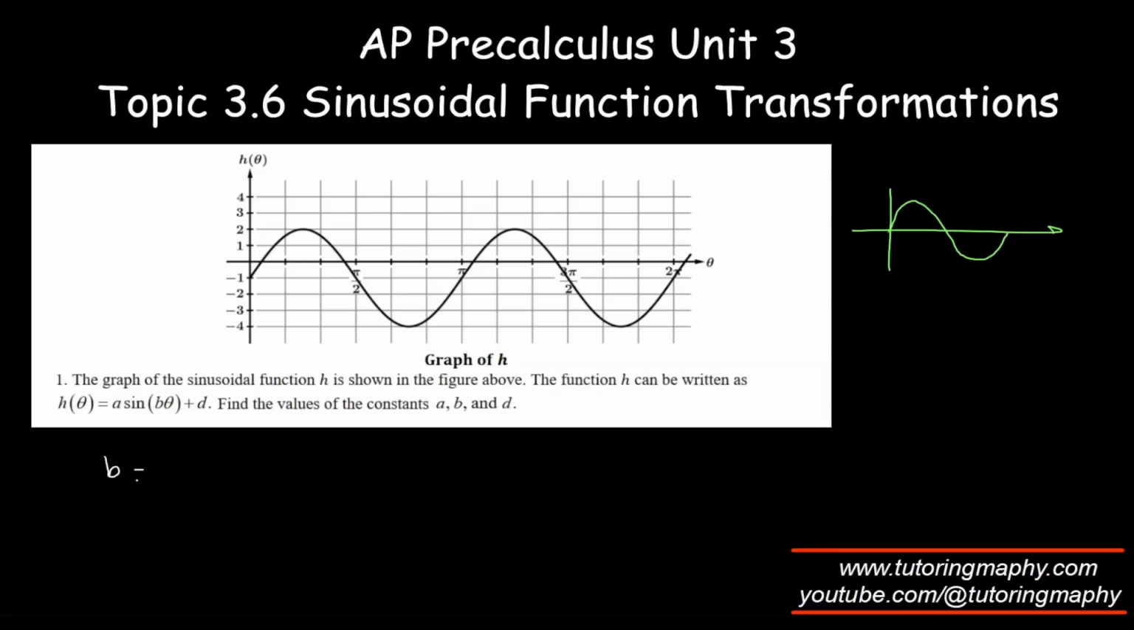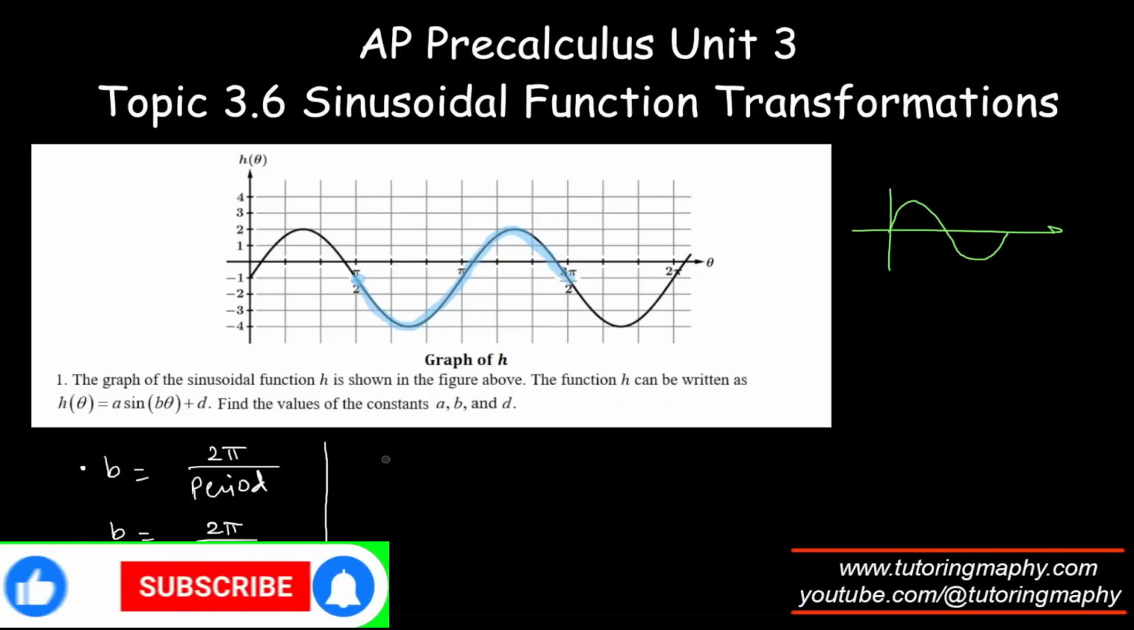B is the easiest thing to find because B is 2 pi over period. And what is the period that we can easily find? It starts from here and it goes all the way till this point. So this is obviously one cycle. So 3 pi over 2 to 3 pi over 2 is 2 pi over 2, which is just pi. So B is 2 pi over period, which is pi, which is 2. So B is 2.